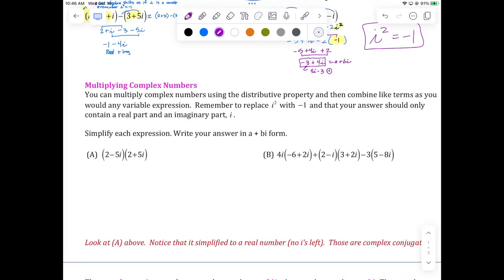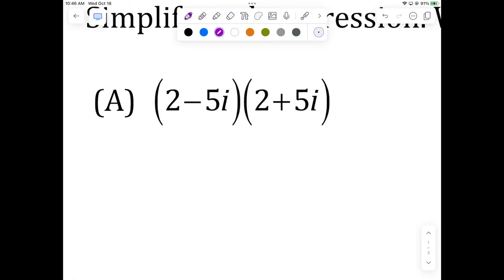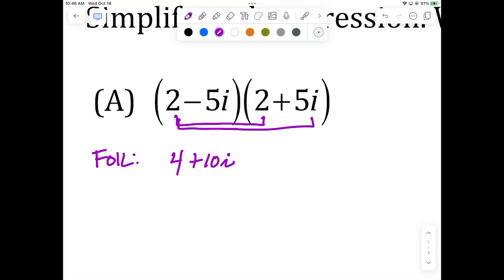Okay, multiplying complex numbers. We'll call this the next example. If these were x's, what would you do to expand this? What algorithm would you use, or mnemonic device? FOIL, right? You would FOIL it out. You're going to do the same thing here. You're going to FOIL. First is 2 times 2, that's 4. Outer is 2 times 5i, that's 10i. The inner is going to be minus 10i. And then the last is going to be -25i squared. So that's your first step.